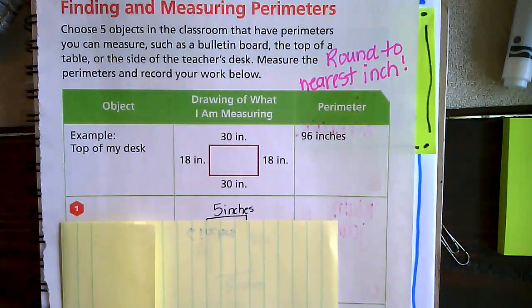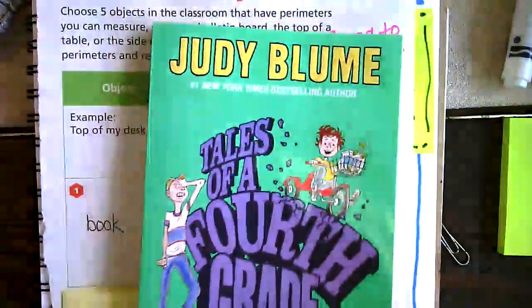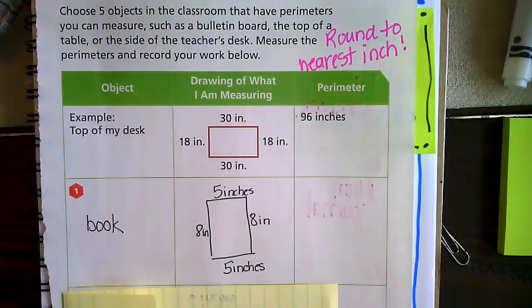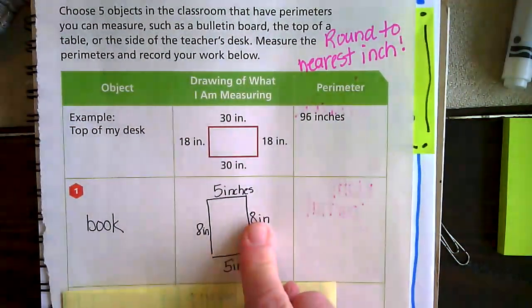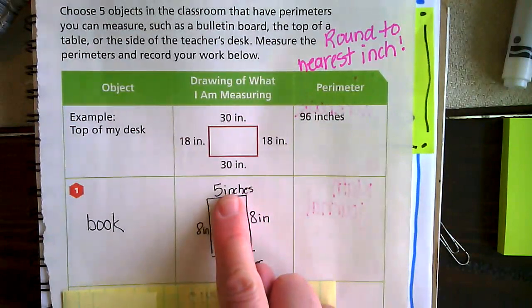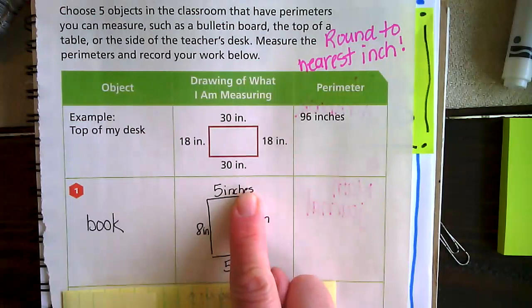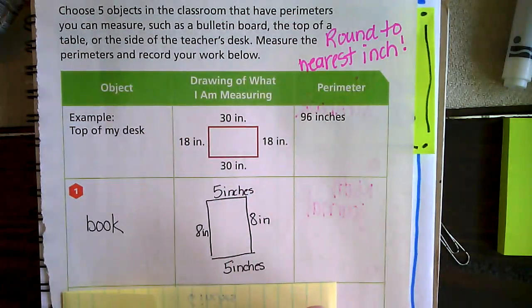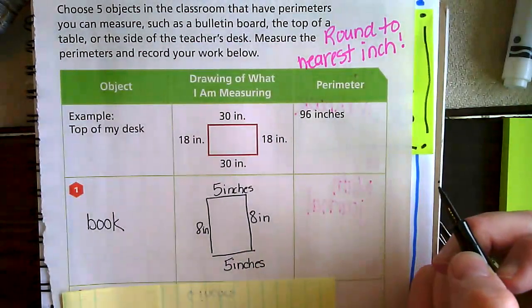Okay, I found something that I had, and that was our book, Tales of a Fourth Grade Nothing. When I measured it, one side was 5 inches, the other side was 8, 5 inches, and 8 inches. To find the distance around, I need to add up all those inches to find the perimeter. So let's do that. Do this with me.